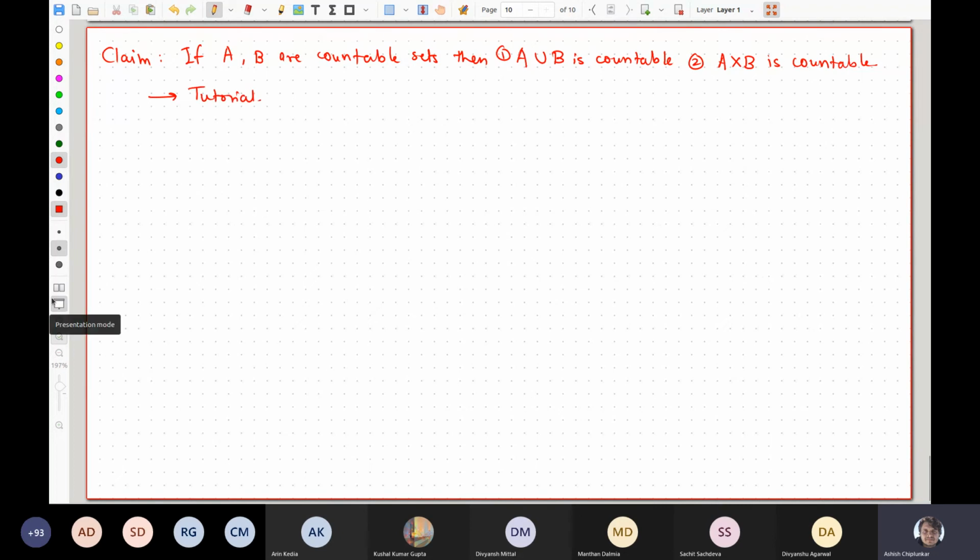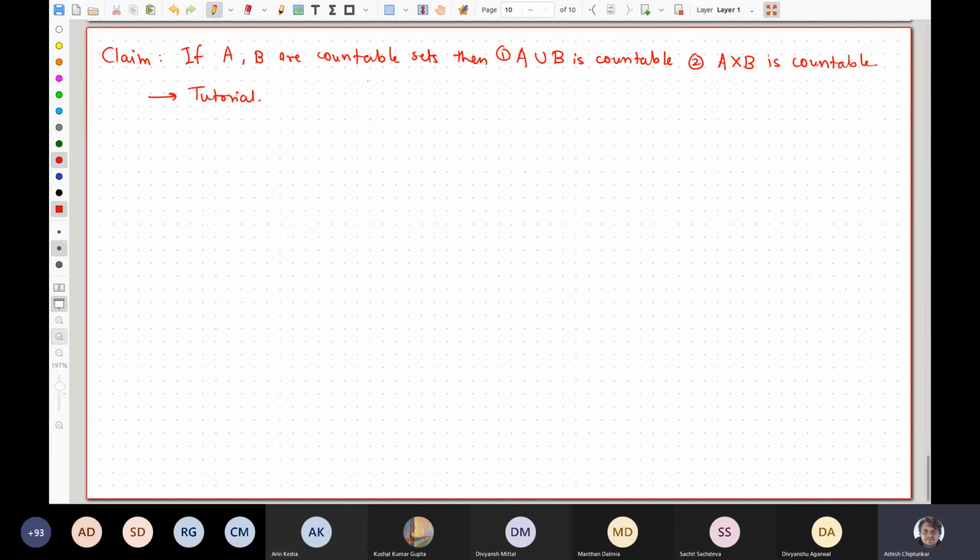I'll add all of these problems that I've mentioned today in the tutorial sheet, and then I'll share it once again with you by tonight. So just try writing a formal proof of this.